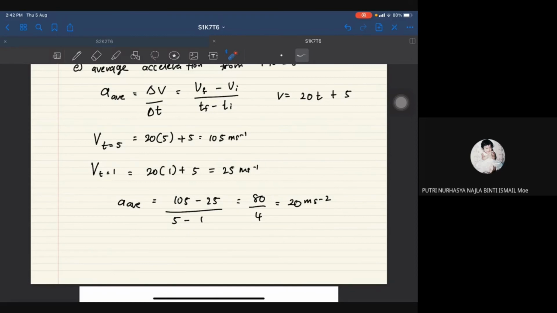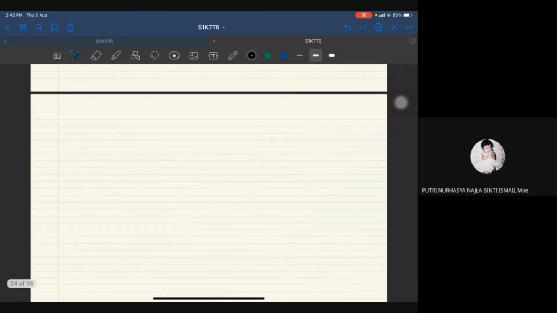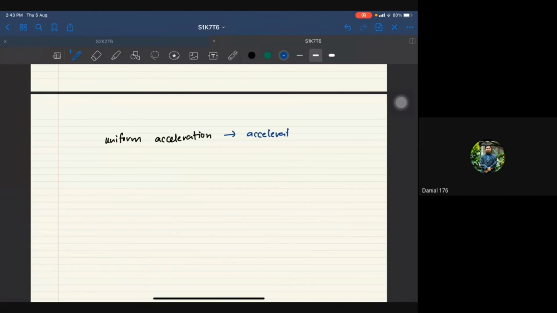Acceleration is constant. Okay, now just want to point out a little bit about uniform acceleration. Okay, what does it mean by uniform acceleration? Constant acceleration. Okay, so for your syllabus, all acceleration is constant. Acceleration tak berubah. Okay, how about my velocity? Does velocity change or not? Kalau acceleration constant, velocity berubah ke tak? Berubah. Baik. Boleh tak saya punya acceleration constant, velocity pun constant?